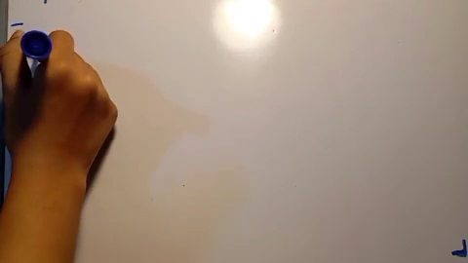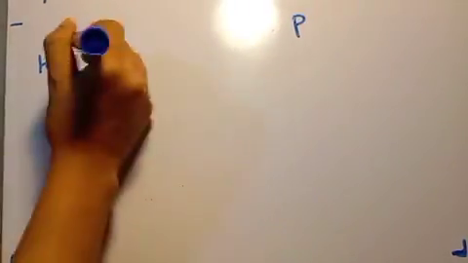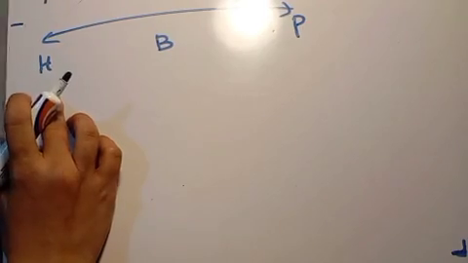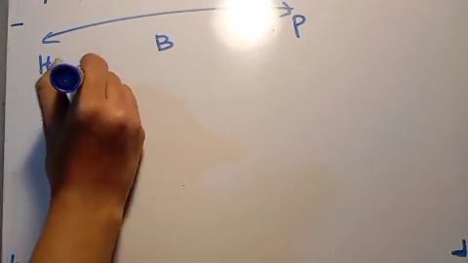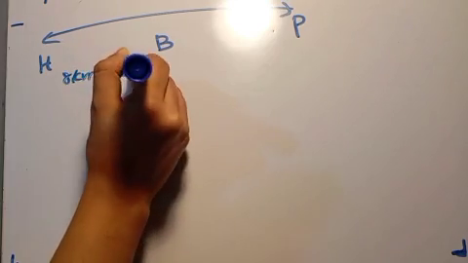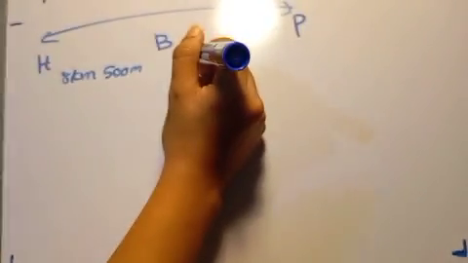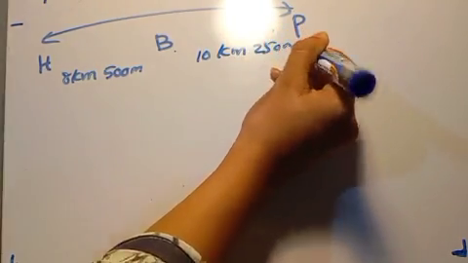Milan travels from Horana to Panadura via Bandaragama. The distance from Horana to Bandaragama is 8 kilometers and 500 meters. The distance from Bandaragama to Panadura is 10 kilometers and 250 meters.